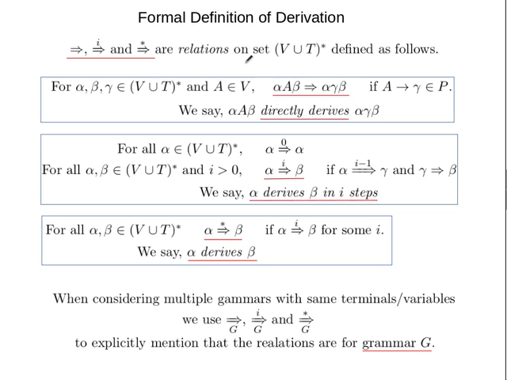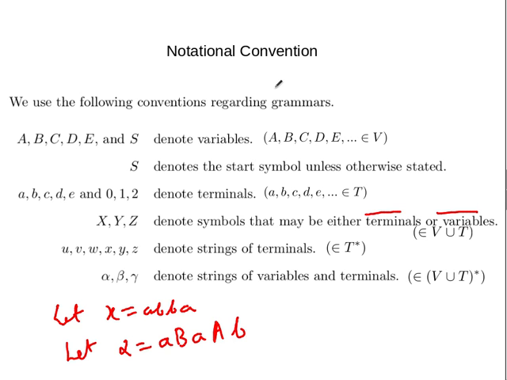Okay. So now about this thing. This is actually a relation, right? A relation over what? A relation over strings, which involve both variables and non-terminals, variables and terminals. You see that that is indeed the case.